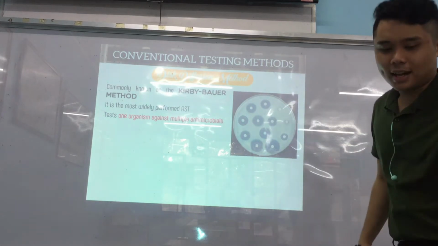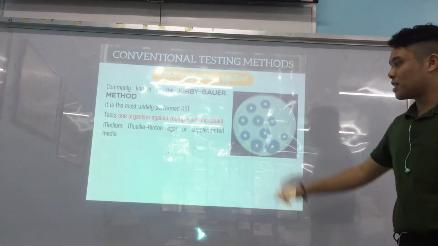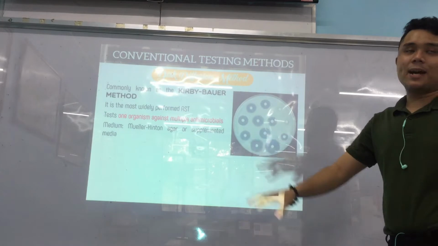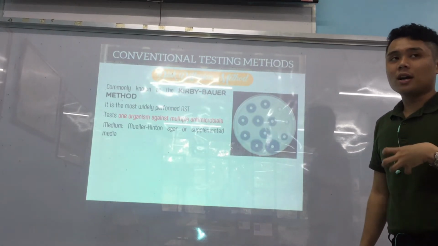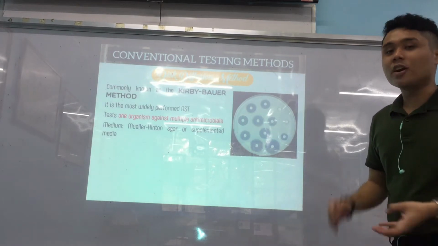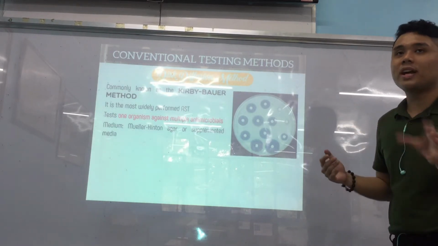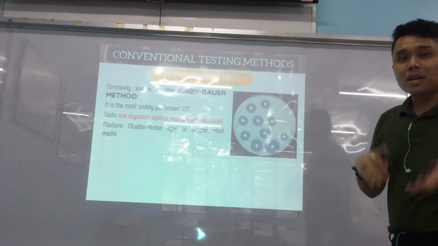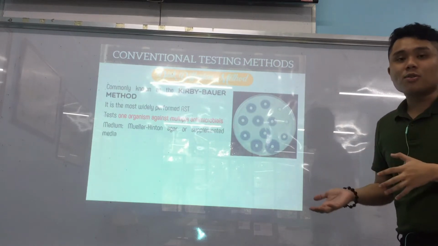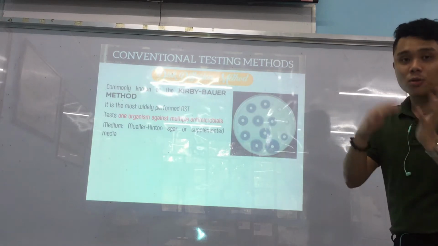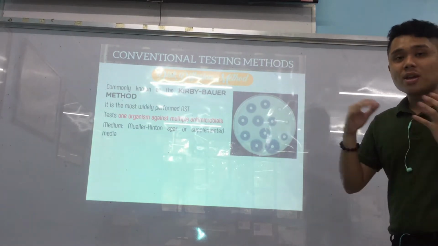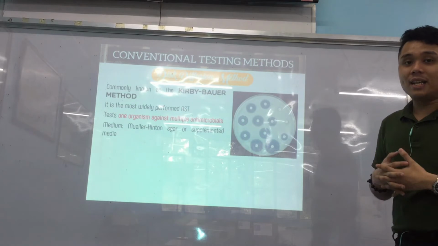The medium is of course again MHA or supplemented media. Now again, recall that the primary media of choice for AST is really MHA. But it's the base media because some organisms need supplements like blood or other vitamins. But MHA is where you start, as the base, and then different supplements are added depending on the need of the organism under study.